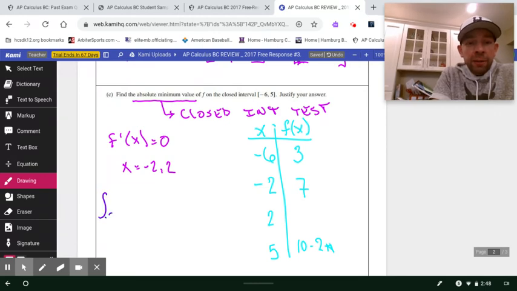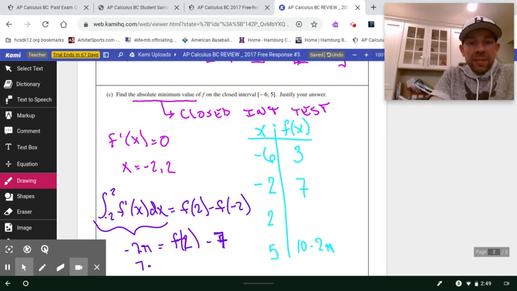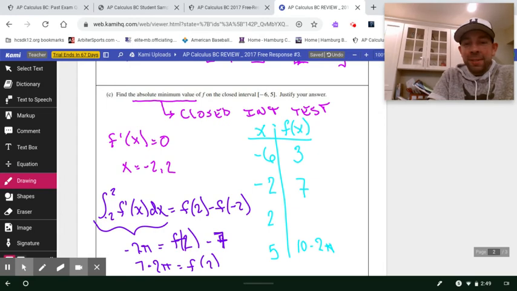Said, okay, the integral from -2 to 2 is guaranteed to be f of 2 minus f of -2. And let's see, the area bounded by the curve is going to be -2 pi because of that semicircle that lies below the x-axis. We got 7. Nope, I got ahead of myself. f of 2 is the unknown minus, oh man, my handwriting's a disaster. Add that 7 over. 7 minus 2 pi is going to equal f of 2. Oh my gosh, that was messy.